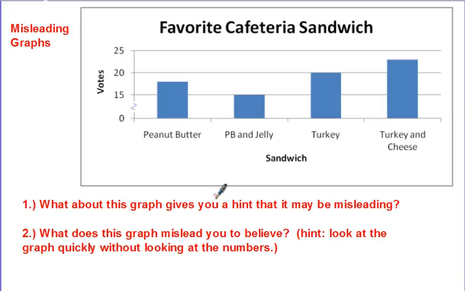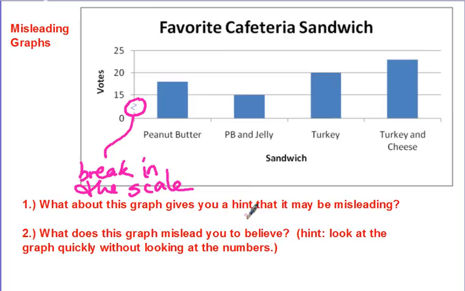Misleading graphs. Misleading graphs are an attempt to make you believe or think a certain thing that might not be correct. For example, let's look at favorite cafeteria sandwiches again. Look around the edges. Is there anything you see that looks different from other graphs? It's right here. This little zigzag right here. This is actually called a break in the scale. It's actually a break in the vertical scale. And that's usually a hint that you might have a misleading graph.